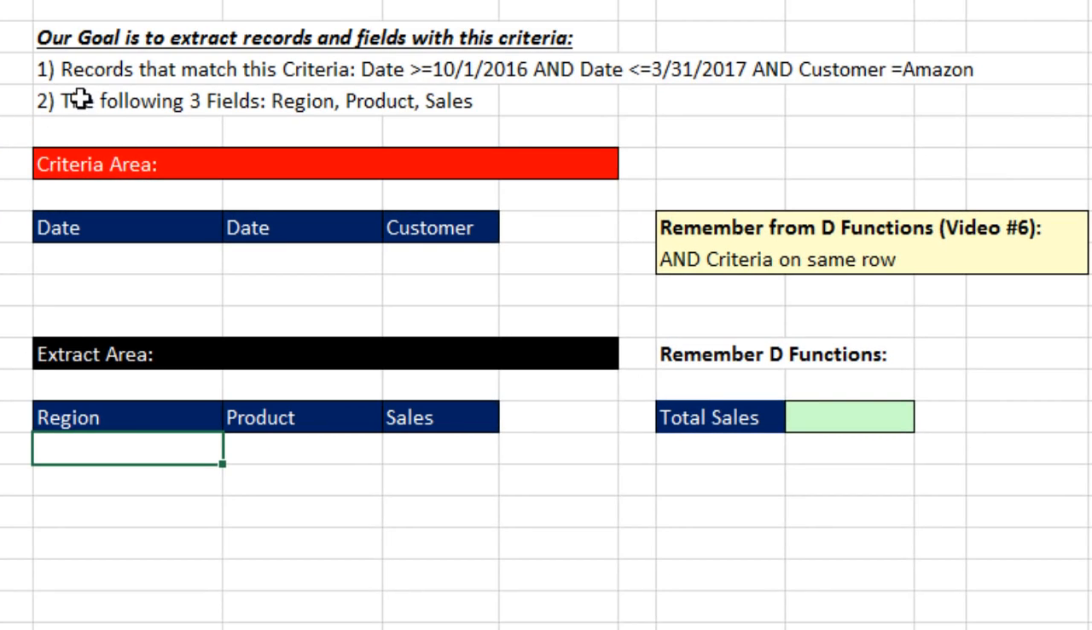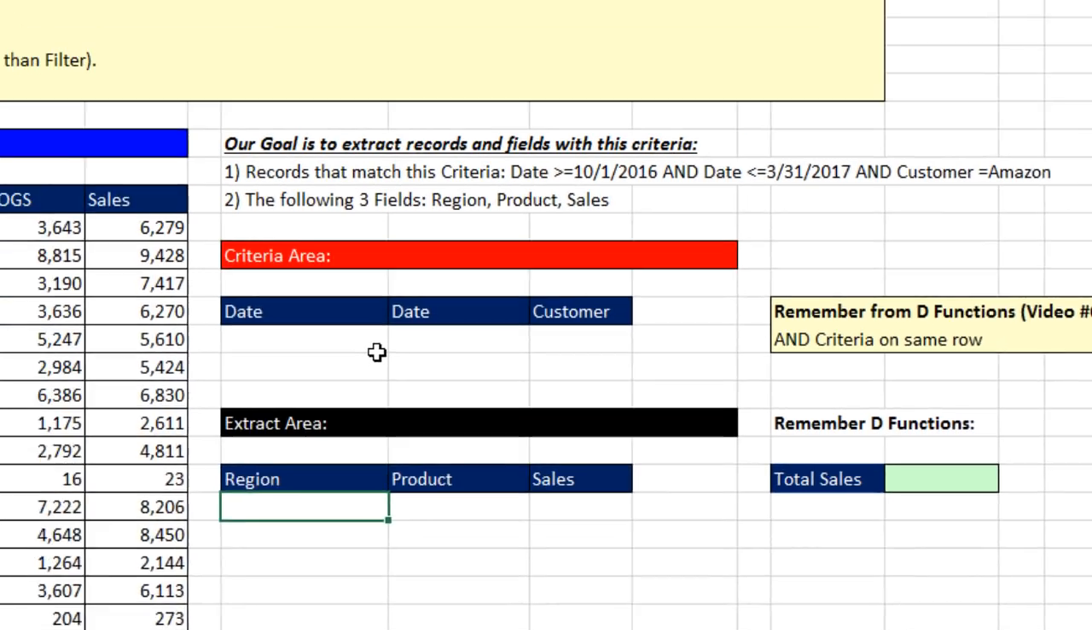Our first example is we need to get the records that match the criteria. The date is greater than or equal to 10/1/2016, and the date is less than 3/31/2017, and the customer equals Amazon. Not only that, but we need the fields region, product, and sales. We're actually going to put all of this criteria down on the face of the spreadsheet. We'll be able to see it and change it and then rerun advanced filter.